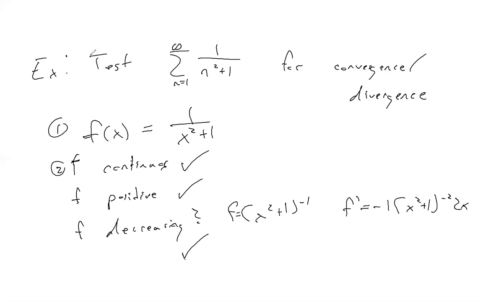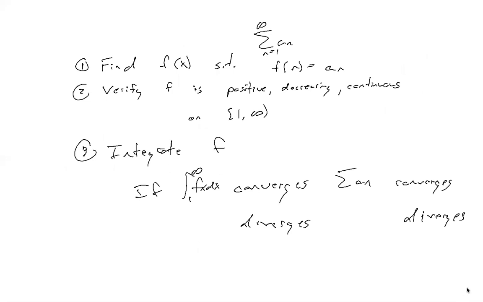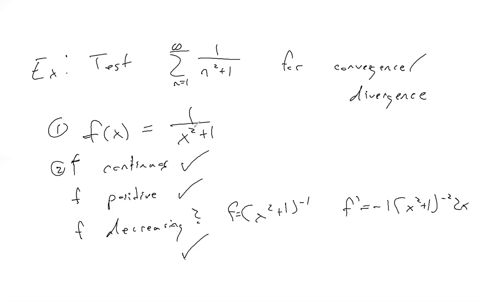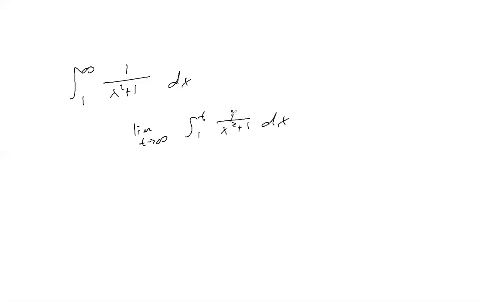All right, and then what would be the third step? Let's see, what did we say the third step was? Integrate f. So I have my function 1 over x squared plus 1. The next step would be to integrate this improper integral. Now use your knowledge from 7-8 to integrate this. How do I integrate this? Remember, this is an improper integral. First step, turn it into a limit.